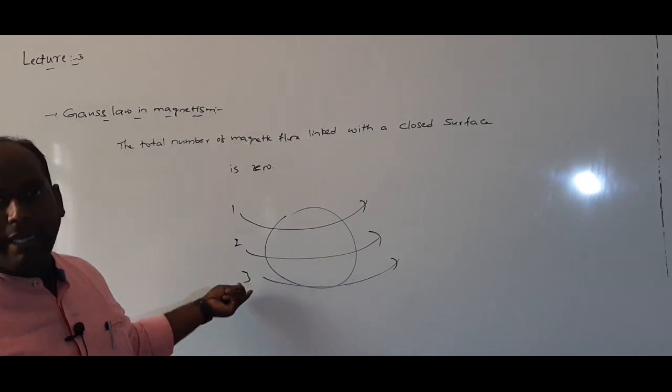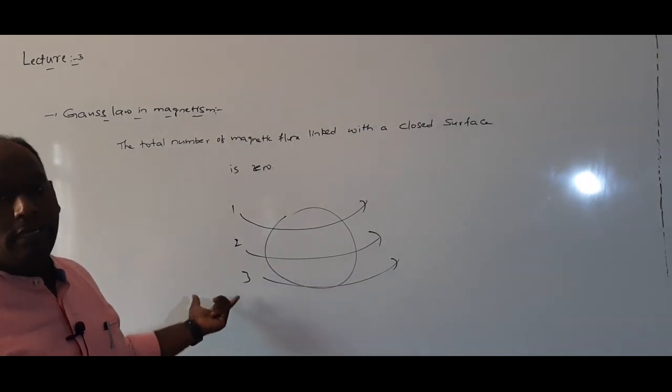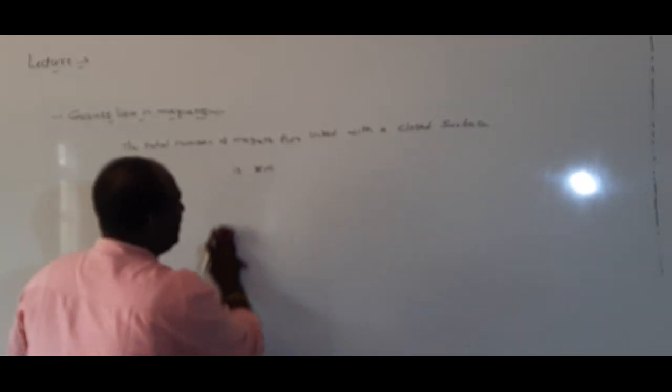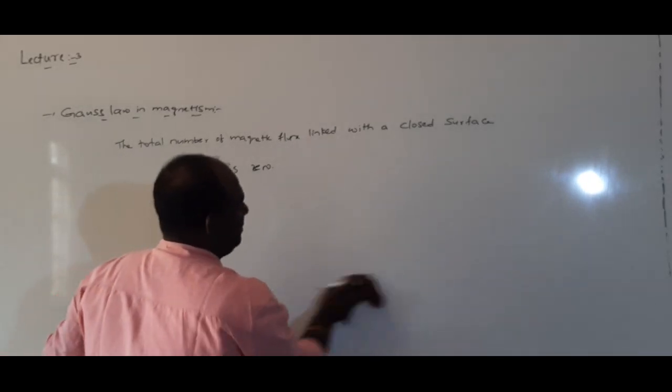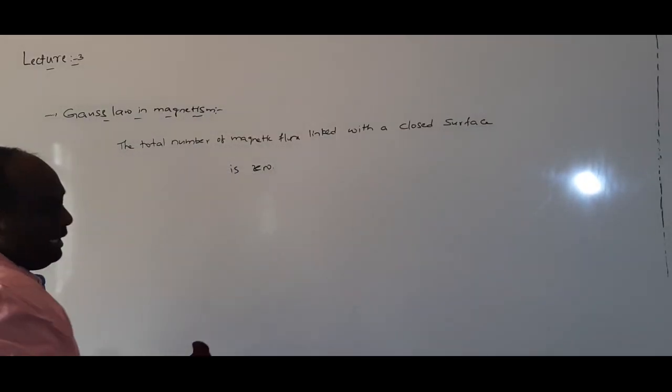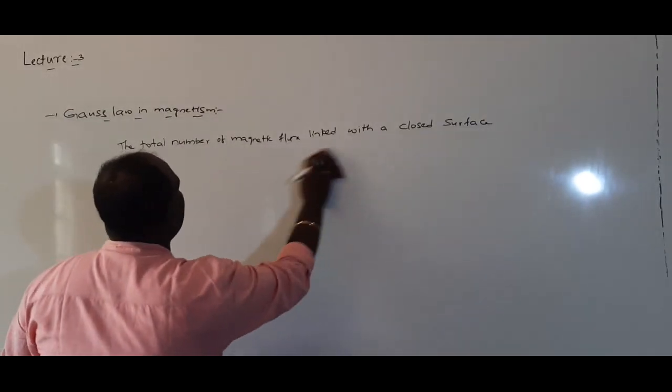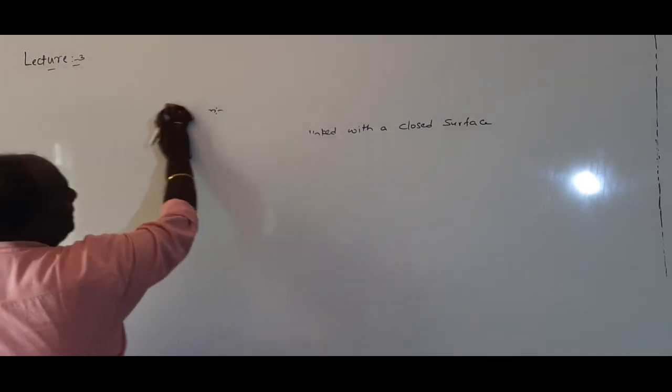So, whenever entering flux equals leaving flux, then also net electric field is 0 or net magnetic field is 0. Based on this concept, they explained. Whatever the explanation, both are the same. If you consider a closed surface, number of flux lines entering equals number leaving, then also net electric field or net magnetic field is 0. Now, this is about Gauss law in magnetism. Now, we are going to discuss terrestrial magnetism.